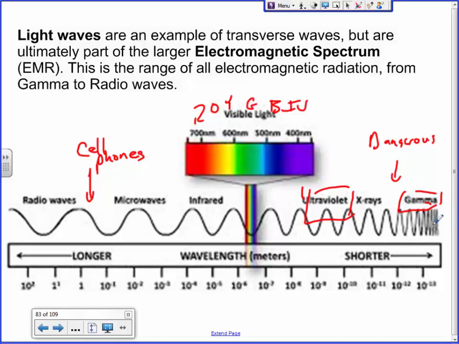If the wavelengths get really short, they can penetrate through the human body, which is why X-rays can penetrate through the body but not through bones. They get stopped by bones. That's why you're able to see them. That's why they do the X-rays. Anyway, moving on.